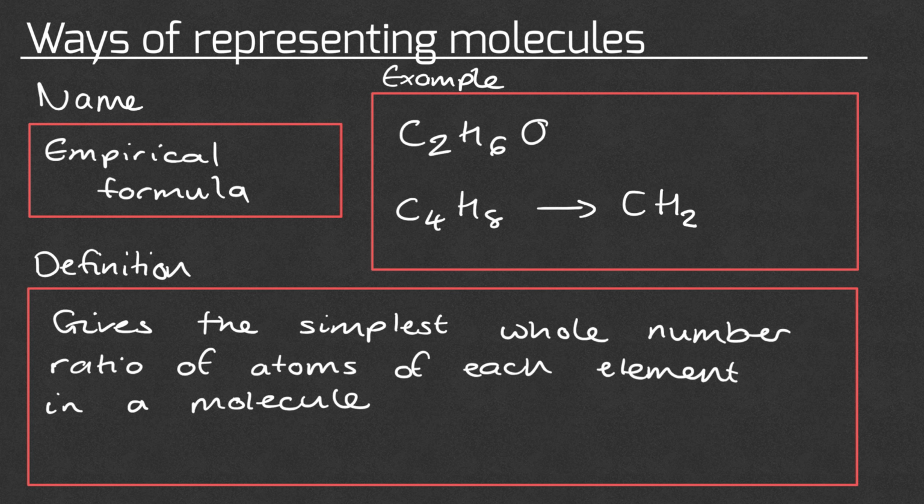There's obviously not an actual molecule with just CH2 because we know carbon has to have 4 bonds, so if there are just 2 hydrogens that would leave 2 bonds with nothing attached to them. But it's just a way of showing the simplest ratio of the elements within that molecule.